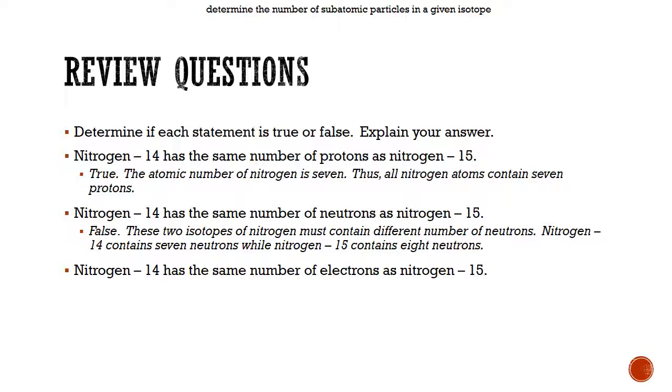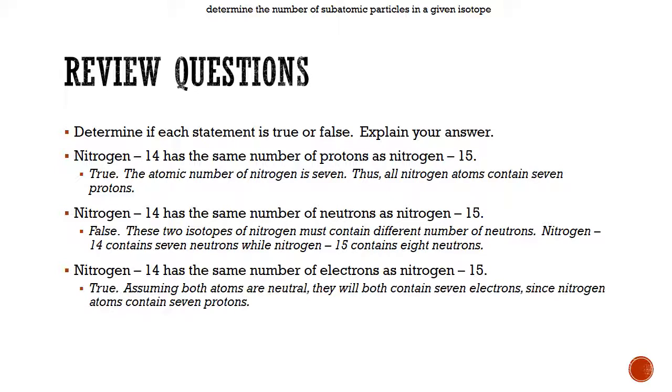Question 3. Nitrogen 14 has the same number of electrons as nitrogen 15. This statement is true. Assuming both atoms are neutral, they will contain 7 electrons, since nitrogen atoms contain 7 protons.